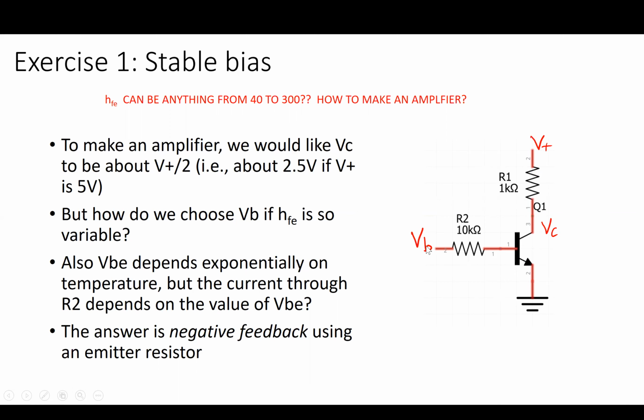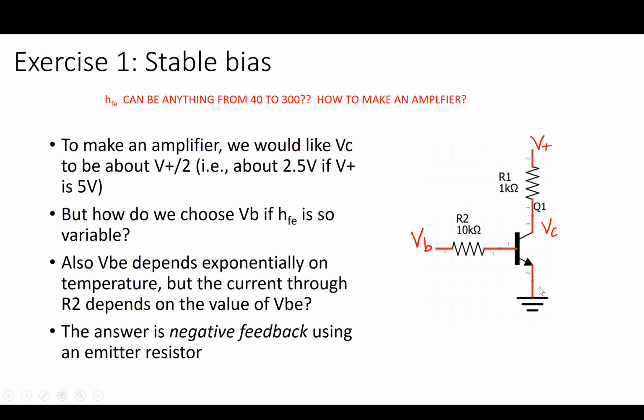But how do we choose a bias value if this HFE parameter is so variable? Just as bad as that problem is the fact that this voltage between the base and emitter when this diode is turned on is, as I pointed out earlier, not a constant. It's quite variable from device to device. It depends on temperature, and your circuit is just not going to be stable if your base current has to depend on a constant value of VBE. The answer to these problems is something called negative feedback using an emitter resistor.